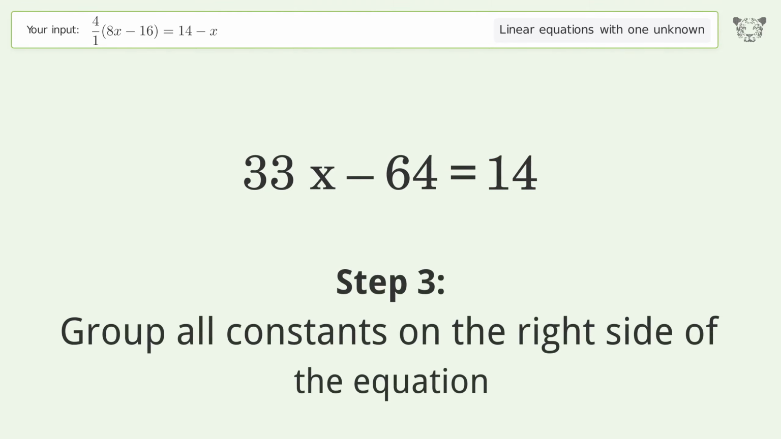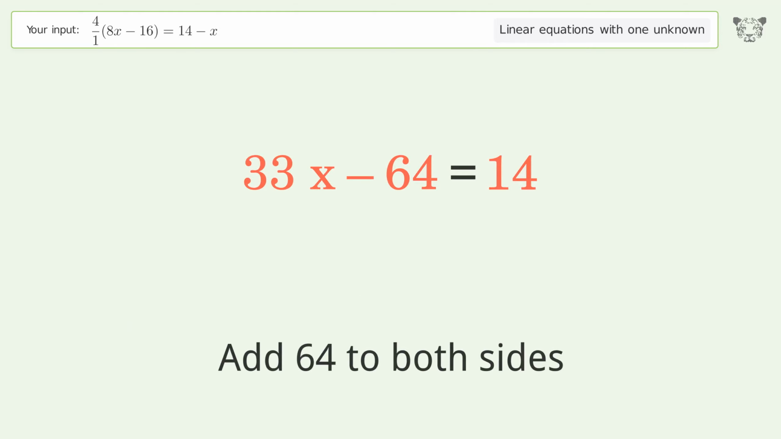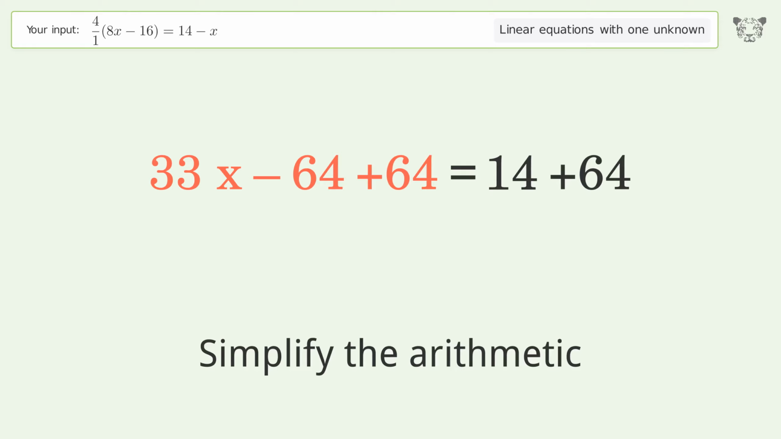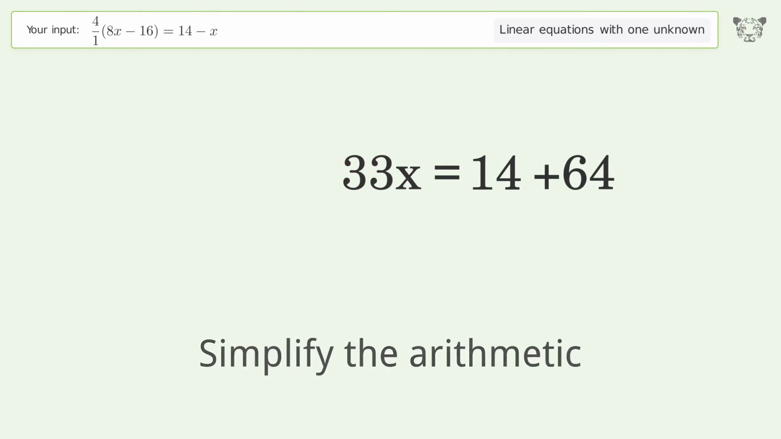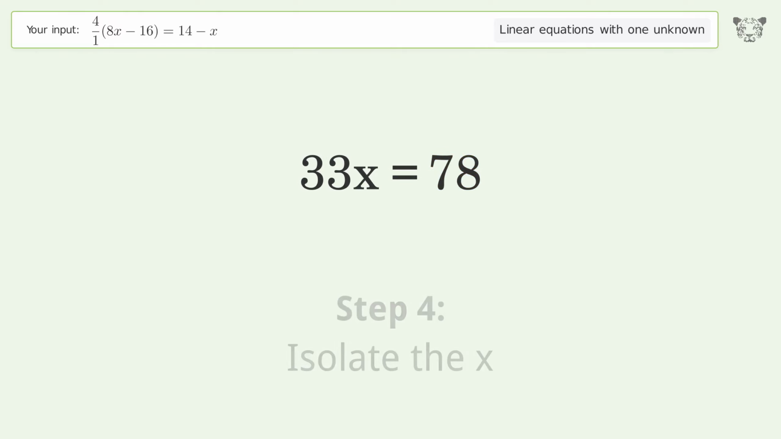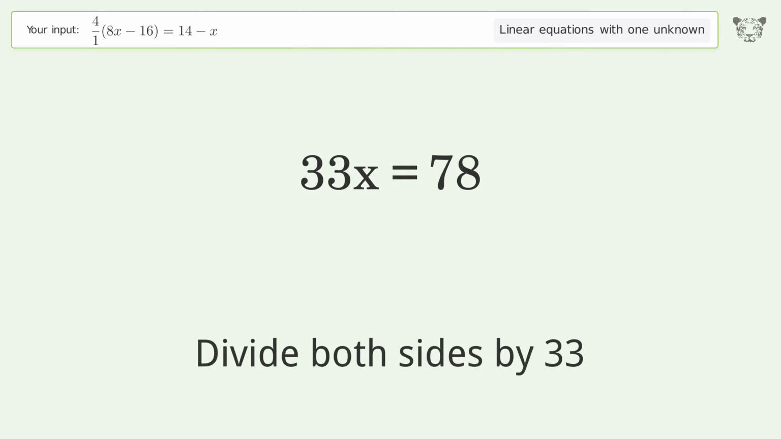Group all constants on the right side of the equation. Add 64 to both sides. Simplify the arithmetic. Isolate the x. Divide both sides by 33.